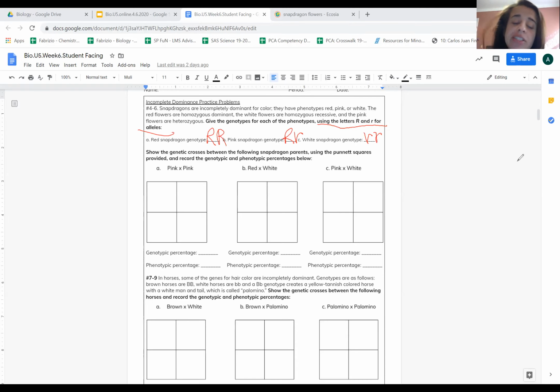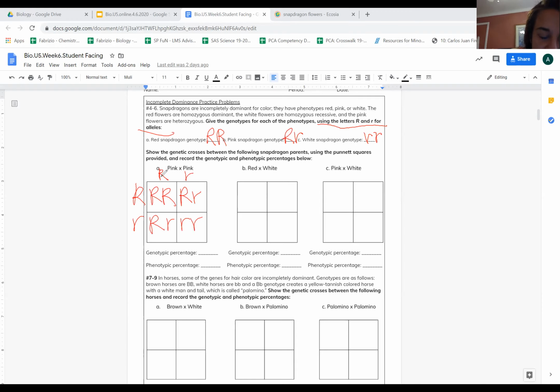So then it asks us to do a Punnett square below for a pink flower. So we know that our pink flower is going to be this heterozygous. So one parent is going to have RR, and the other parent is going to have rr as well. So then you can do the cross real quick.